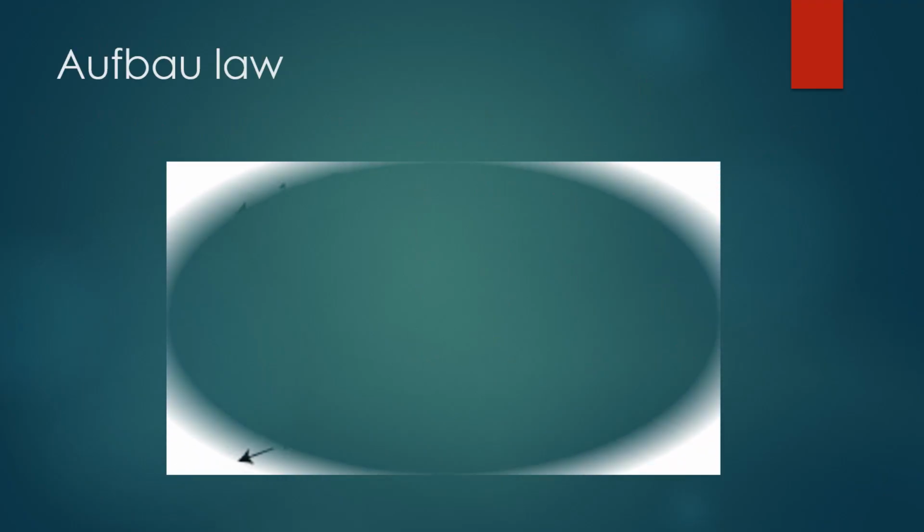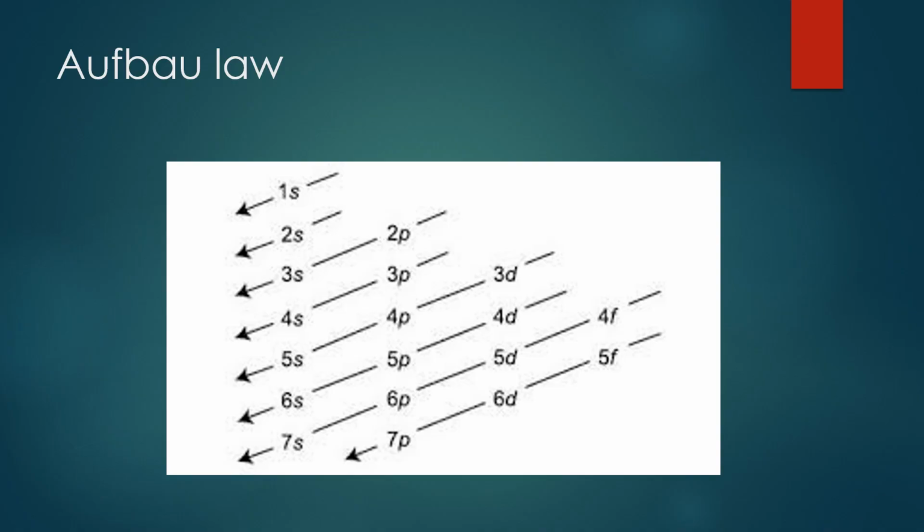The Aufbau law states that electrons tend to occupy the lowest energy level. This is the lowest energy level, while this is the highest energy level. The arrows show the order from the lowest until the highest.